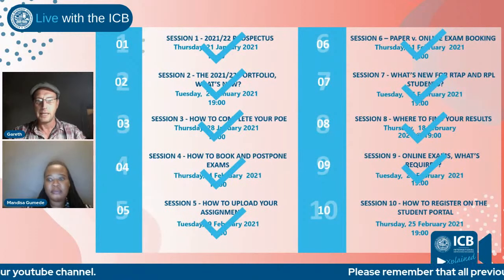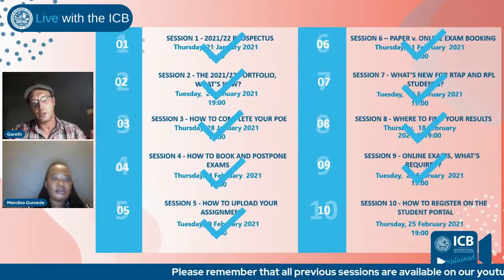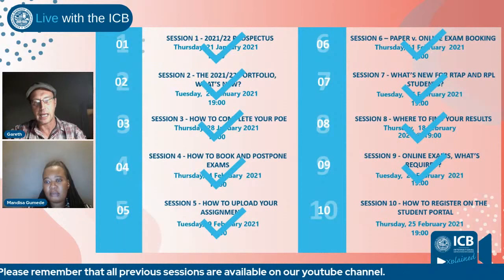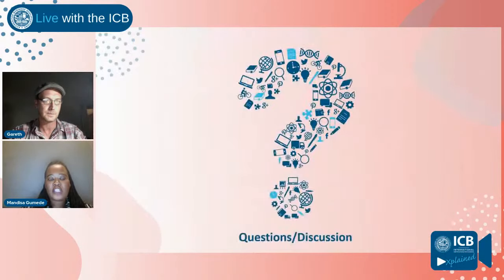Okay. Mandisa, we have a question here, and although we've dealt with it, it does bear repeating. Must the student have a camera? What happens if he or she cannot afford a laptop with a camera? If a student does not have the equipment that's required for online exams, then that learner has an option to book for a paper exam. Okay. Cool.